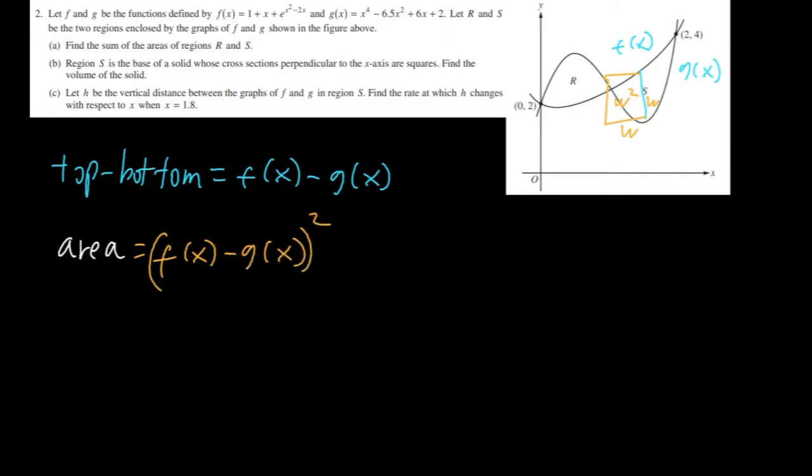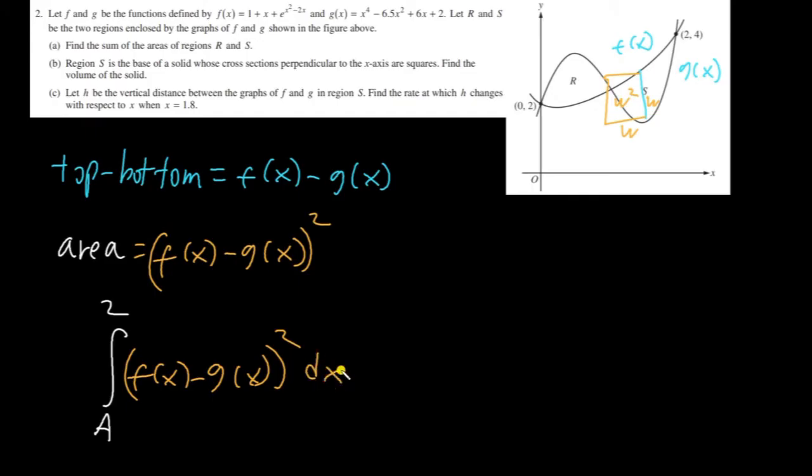Okay, so now what I have to do is integrate this area from this point to this point. So remember, from part A, this is A, and this is 2, and we're going to integrate this area. So we're integrating f of x minus g of x whole squared. Alright, so we're integrating the area of a square, and we're adding up all of these squares from A to 2, and if you do this in your calculator, you're going to get 1.283, and that is your final answer. This was a 3-point question, 2 points for the integrand, 1 point for the answer.